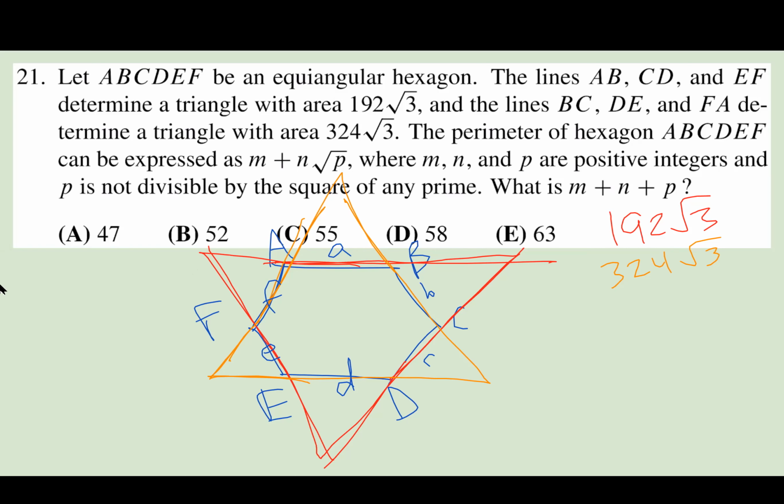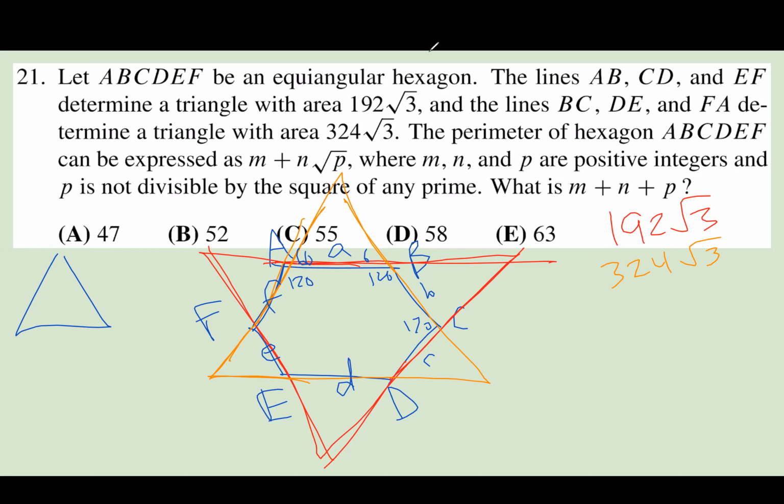Now, let's think about it. One thing you should know is that we have equilateral triangles here, because in a hexagon all the angles have to be 120, which means that this angle has to be 60, and this angle has to be 60, and this angle has to be 60, right? So we know that these are equilateral triangles, right?